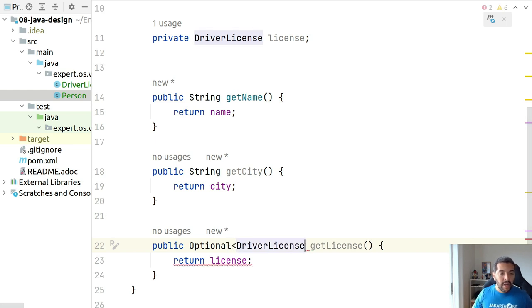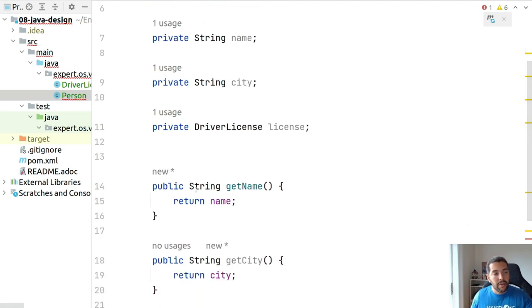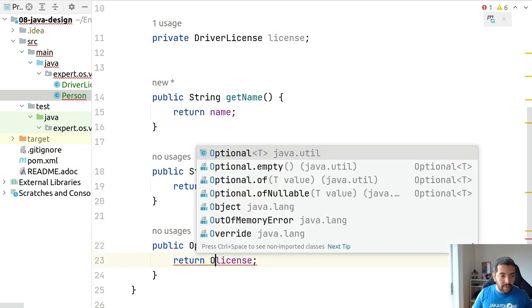So explore Optional when you can. This way, right now, by code, I know that the name is mandatory, so everybody as a person should have a name. The city is mandatory. However, the driver license I might not have, so it is optional. So explore Optional and avoid the mistake. So, mistake number two.